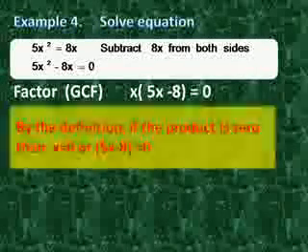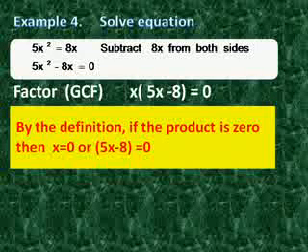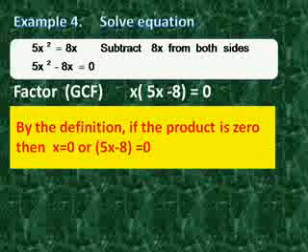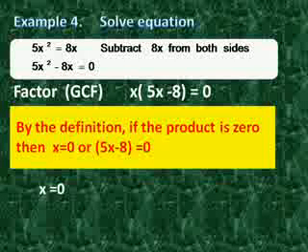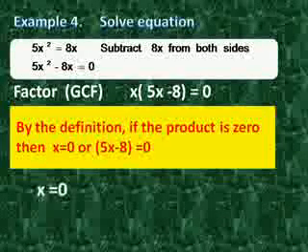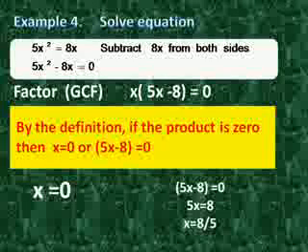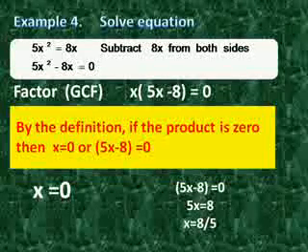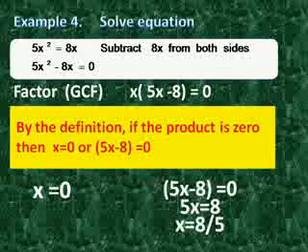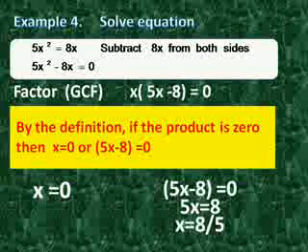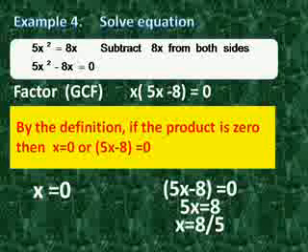The first factor is x, the second factor is 5x minus 8. By the definition, if the product is 0, then x is 0, or 5x minus 8 is 0. First factor is 0, x is 0. To solve 5x minus 8 equals 0, add 8 to each side, then divide each side by 5. Don't forget to check your answers.